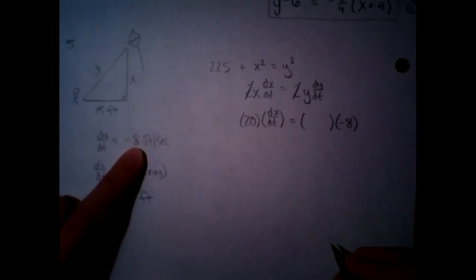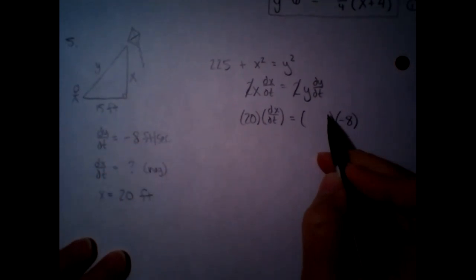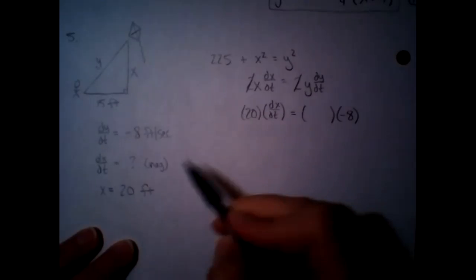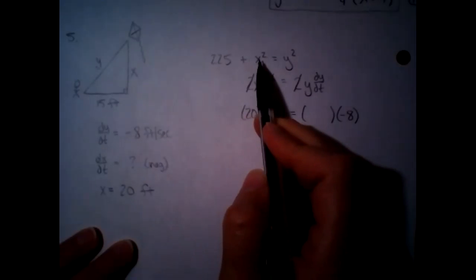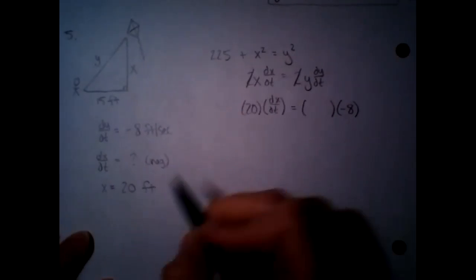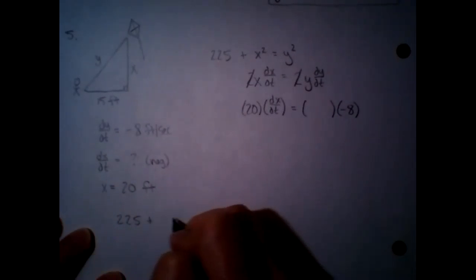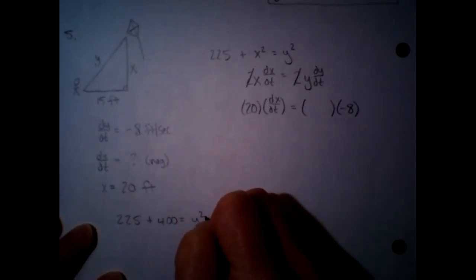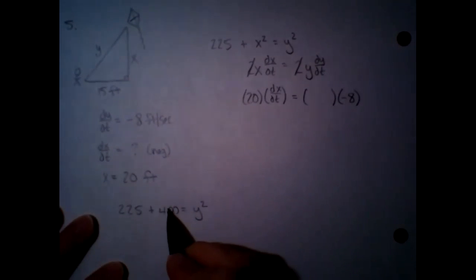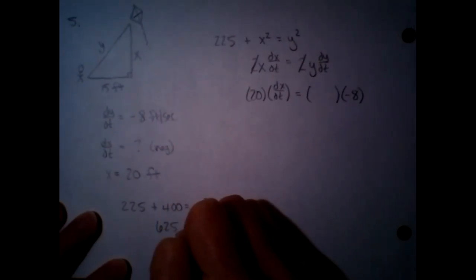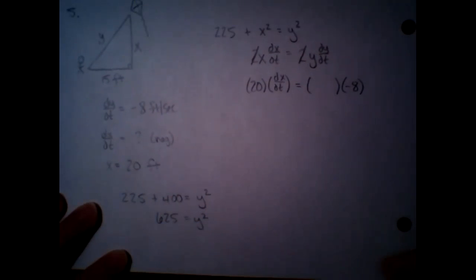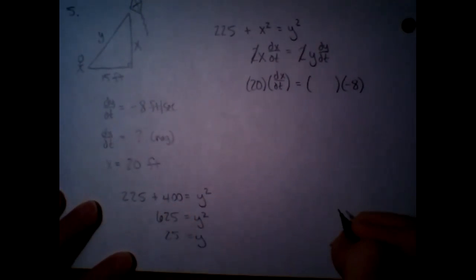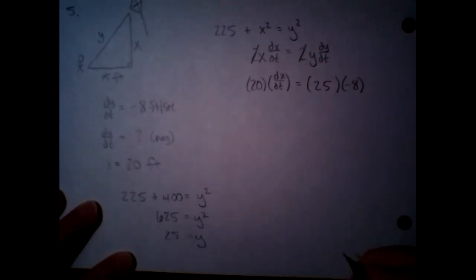All right, so if you are missing something, what you need to do is go back to the original relationship and plug in what you have. And we have that x is 20. So I'm just going to do this as a side problem. This would be 225 plus 20 squared, which is 400, equals y squared. So this would be 625. And I made that come out to a perfect square for you. So the square root of 625 is 25 for y. So that goes right there.